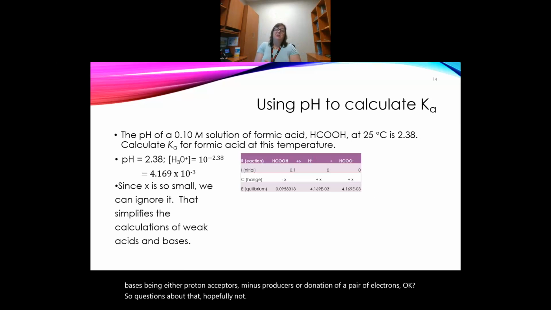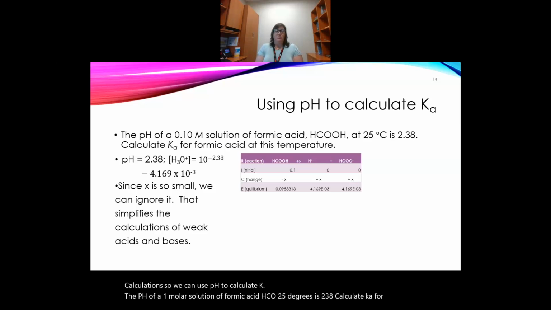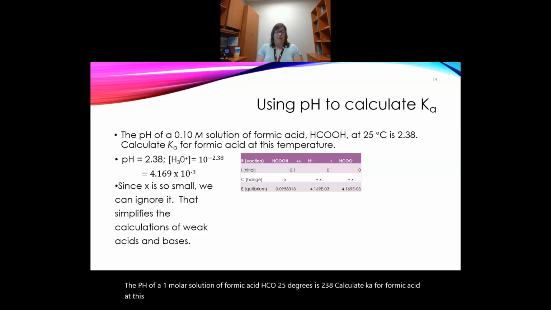Calculations. We can use pH to calculate Ka. The pH of a 0.1 molar solution of formic acid, HCOOH, at 25 degrees is 2.38. Calculate Ka for formic acid at this temperature. So my pH is 2.38. That means that my H3O plus is 10 to the negative 2.38, because I have to take 10 to the negative pH. That gives me 4.169 times 10 to the minus 3.